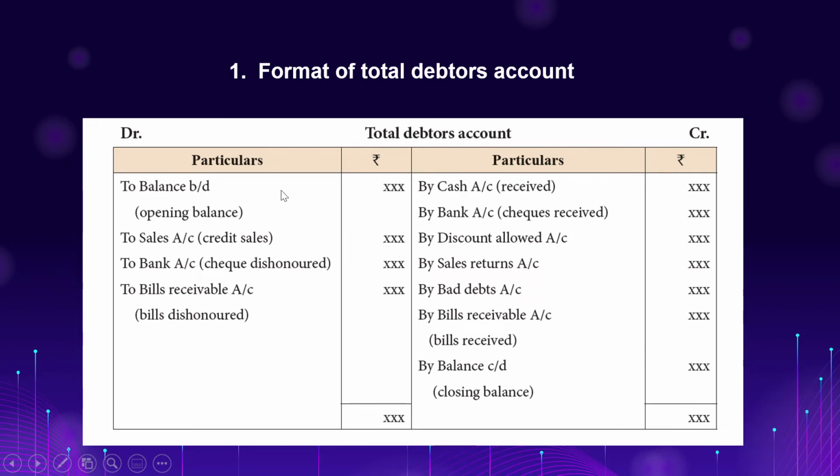Debit side, this is the opening balance of debtors. And then on the debit side, the items which increase the debtors are shown, because the debtor has a debit balance, isn't it? So all the increasing items, the items which increase the debtors, will be shown on the debit side. When the business is doing more credit sales, the debtors will increase.